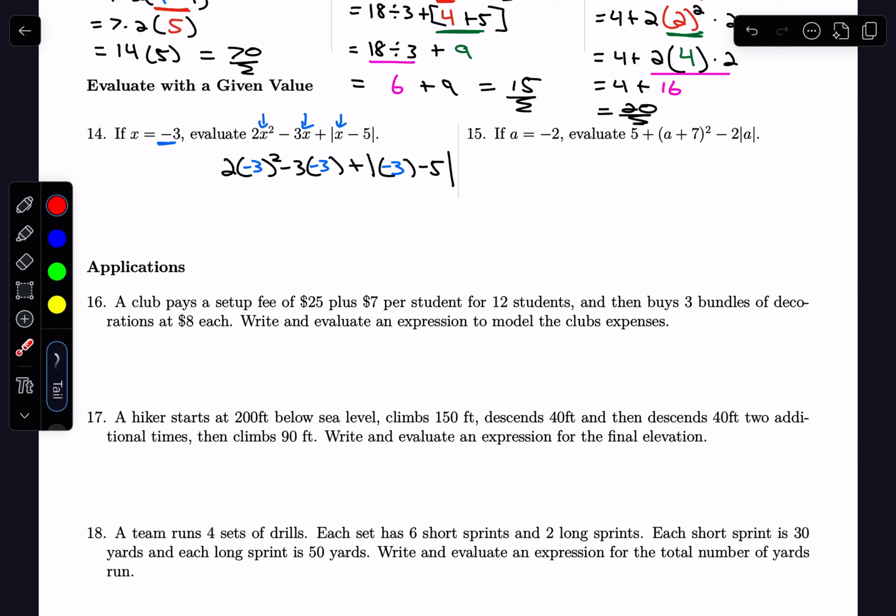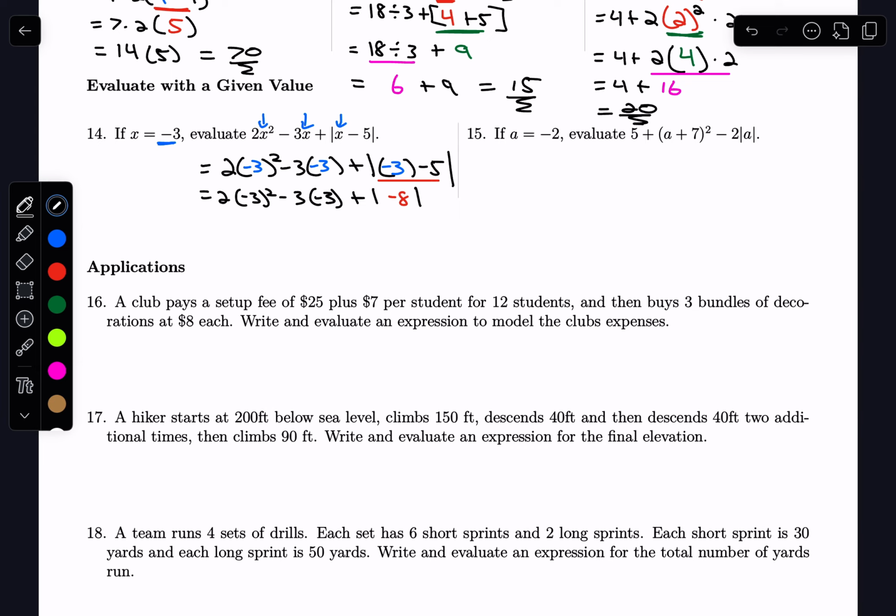So notice I had 3 x's in my original problem, and now I have 3 -3's plugged in, one in each spot. All right, but now we just pretend as if it's one of the previous examples, where we have grouping symbols in that absolute value we got to deal with first. So we're going to go ahead and simplify over here on the right side. -3 minus 5 is -8. So we have 2 times -3 squared minus 3 times -3 plus absolute value of -8.